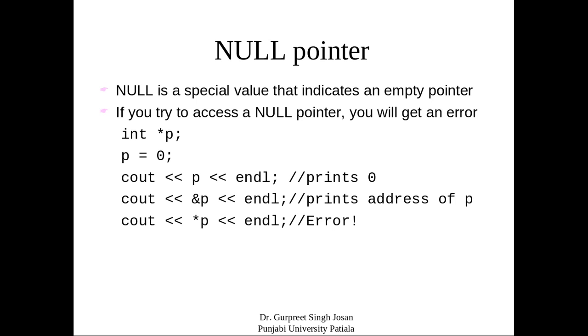A special pointer that is called a null pointer is also defined, that indicates an empty pointer. Sometimes we need to declare a pointer, but we don't want to assign any value to this particular pointer, then we can use a null value. So int *p is a pointer declaration, and if I write p = 0, then it is a null pointer. I am creating p as a null pointer that contains no address. So if I try to print the value of p, then it will print 0, and if I try to print &p, then it will print the address of p.